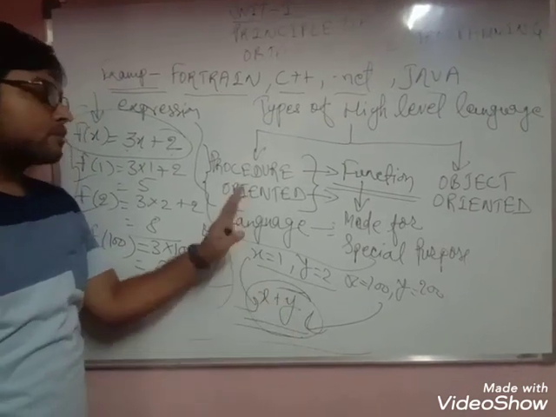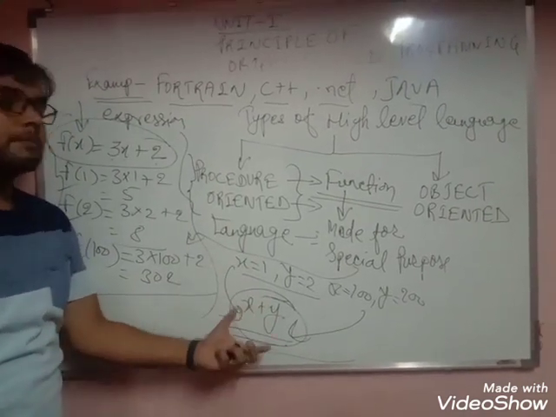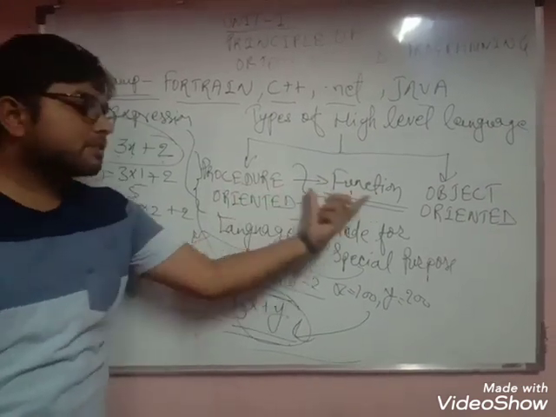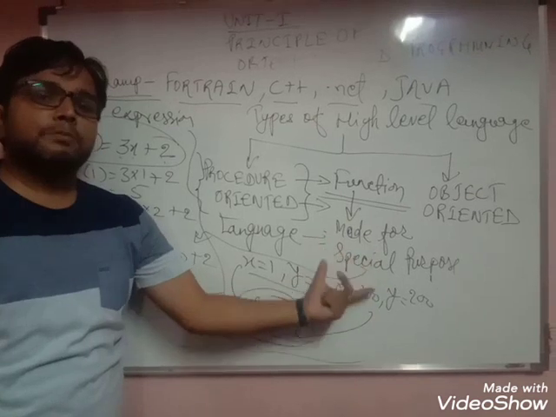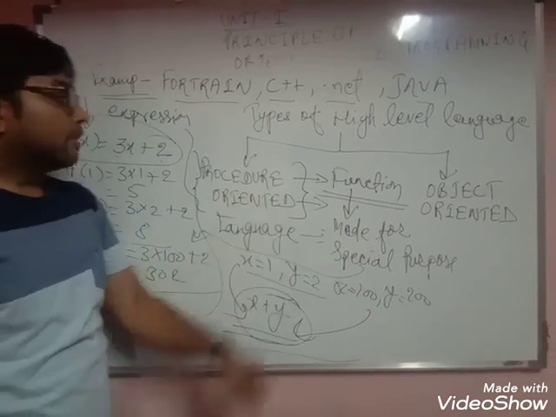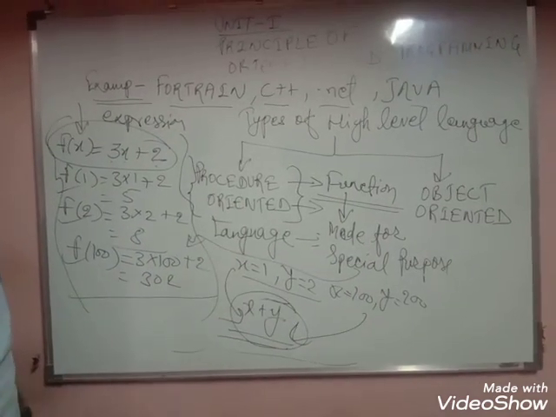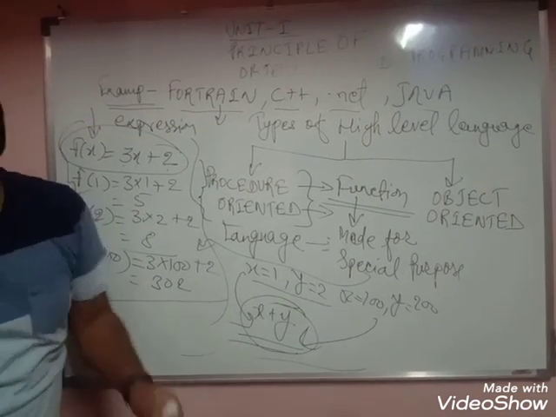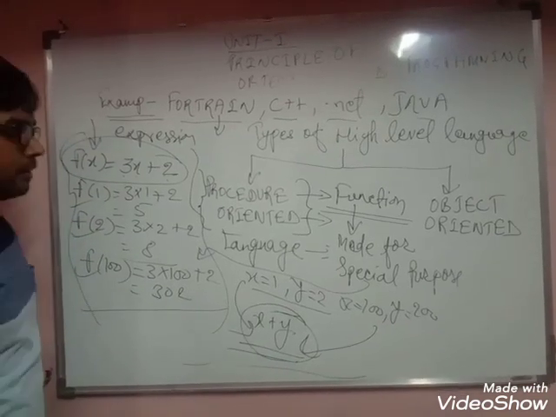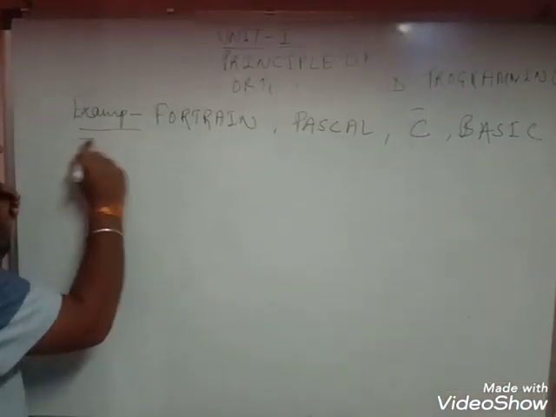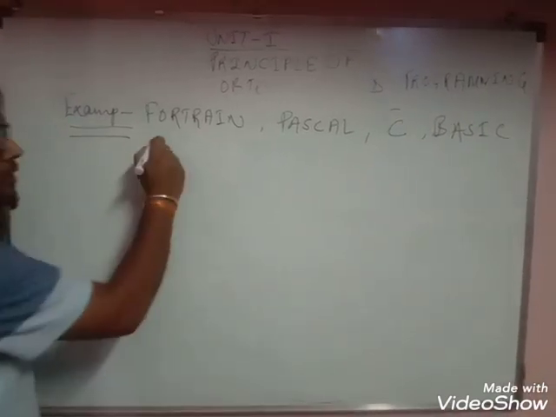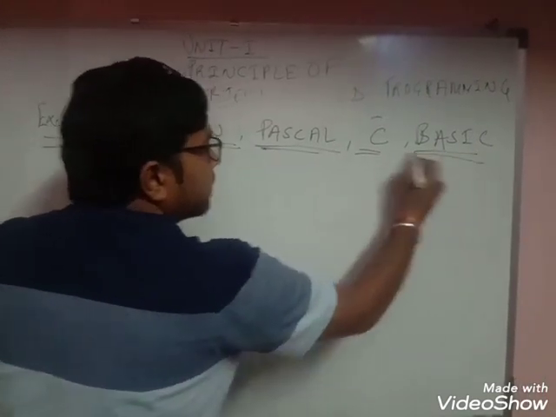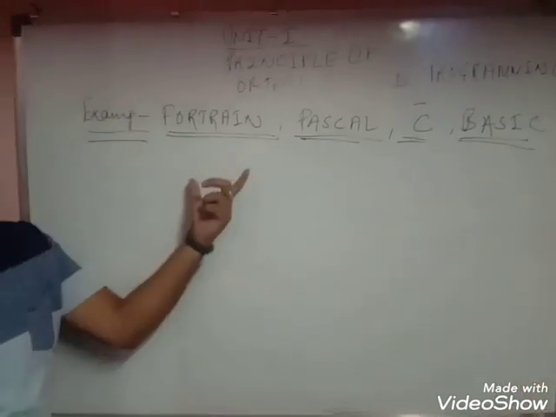This means procedure oriented programming is programming which is made for a special purpose. It is based on function. If you learn the types of procedure oriented programming, Fortran is a procedure oriented programming language. Students, these are the examples of procedure oriented programming: first example is Fortran, second is Pascal, third is C and Basic. These all are procedure oriented programming languages.